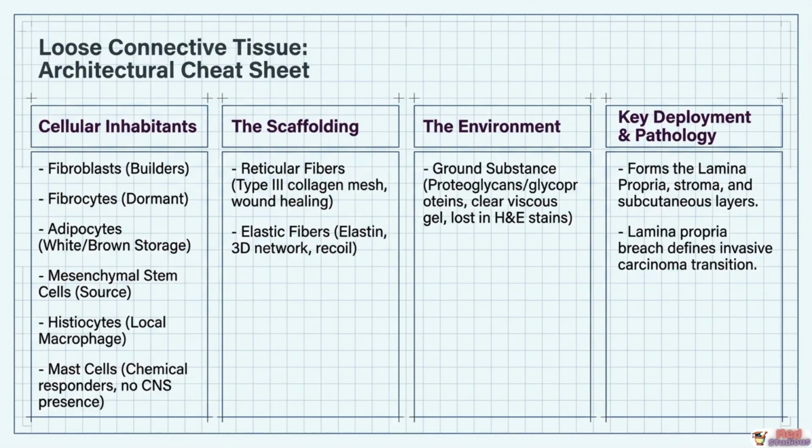Your scaffolding consists of reticular fibers, forming a type 3 collagen mesh for wound healing, and elastic fibers providing a 3D network of recoil. All of this lives in the environment, a clear, viscous ground substance made of proteoglycans that is famously lost in standard H&E stains. Clinically, this tissue forms the vital lamina propria, and a tumor breaching into this space defines the terrifying transition to invasive carcinoma. That concludes our deep dive.